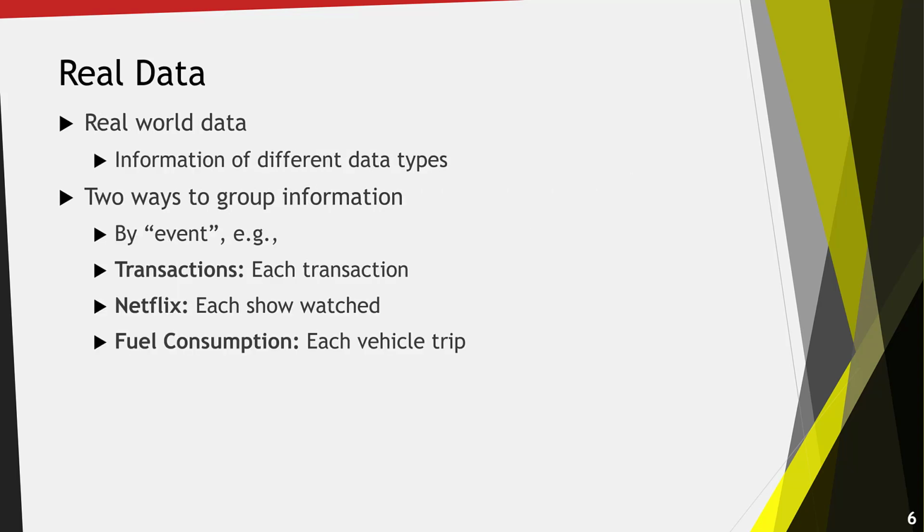The fact is, real-world data collects information of different types. And there are two ways to think about grouping information. First, by event. So with transactions, that would be each transaction, each sale on a website. With Netflix, that might be each show that was watched. And with fuel consumption, that might be each vehicle trip.